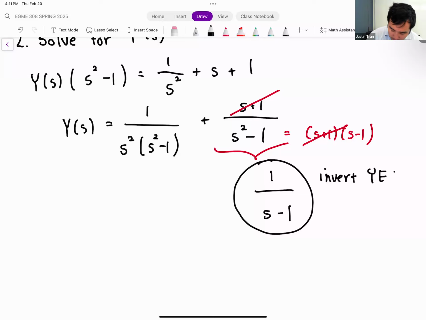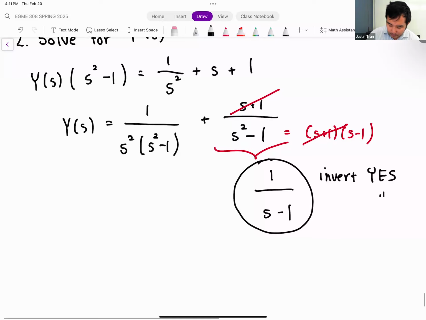So we can say this inverts. So that term is good. We don't have to worry about it. We can just leave it as it is, and then we can just invert it at the end. Don't forget about it though, because sometimes when you do partial fractions, it's easy to forget about the terms you left behind. So make sure you bring it down to the bottom. But that term as it is right now is in good shape.